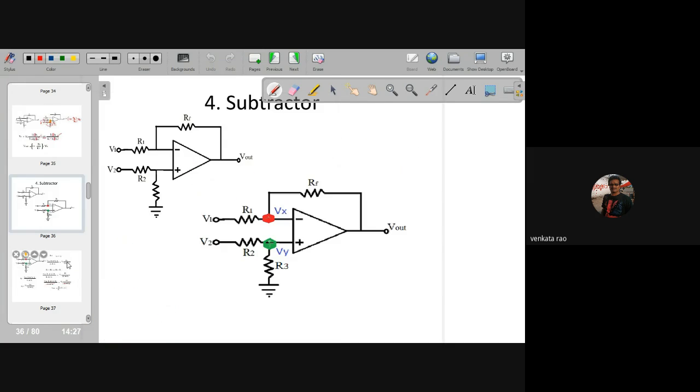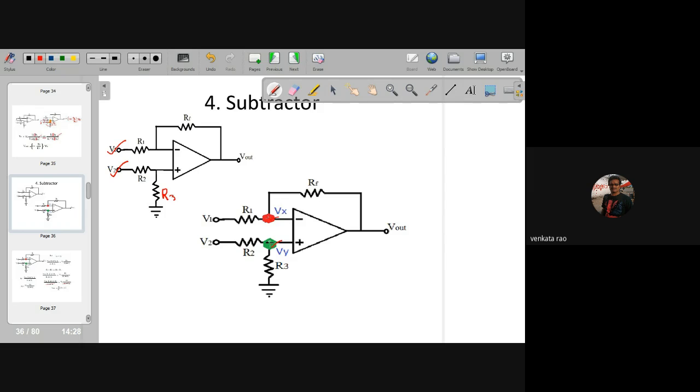Now I'm going to the subtractor. In this, two input signals are applied. One is at the inverting terminal, the other at the non-inverting terminal. These are RF, R1, R2, this is R3. Now I'm following the same procedure. We know that voltage at inverting equals voltage at non-inverting, so Vx equals Vy. Let us take the voltage here as Vx and here Vy.